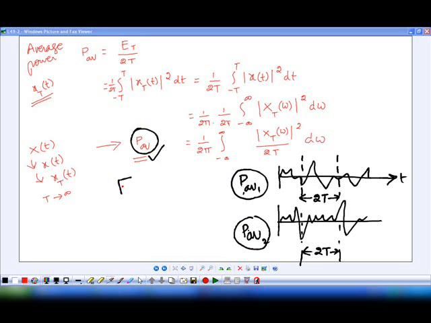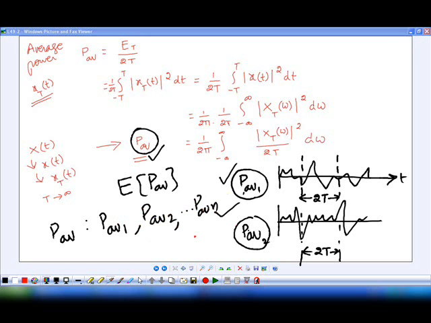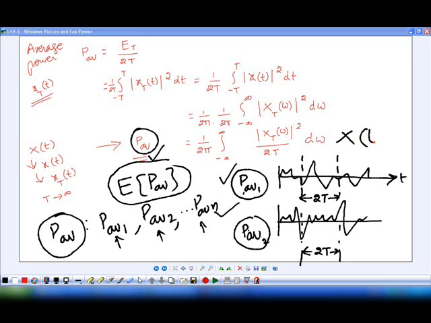Now, if you take the expectation of this particular random variable, let P average be the random variable that takes the values P average 1 for this and P average 2 for this and so on, P average n. So these are the values taken by the random variable P average. Now if you take the expectation of this, that is the mean value of this random variable P average, that indicates the mean value of all the sample functions, or the mean value of the random process X of t over the interval minus T to plus T.